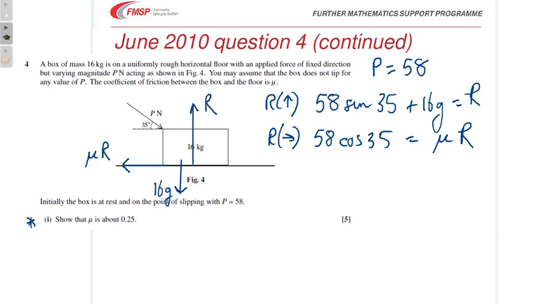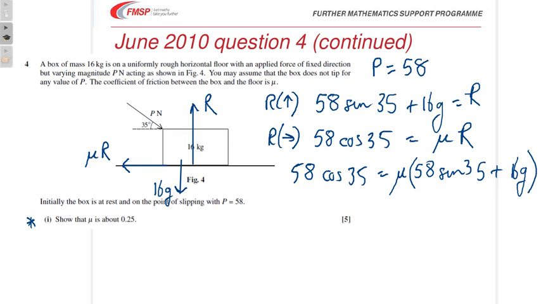Pause the video and just have a think for a minute. We want to find mu from that. So, okay, putting them together, 58 cos 35 equals mu times (58 sine 35 plus 16g). On your calculator, work out 58 cos 35 divided by the bracket on the right here, and we get mu equals 0.24997, which means mu, as required, is approximately 0.25.